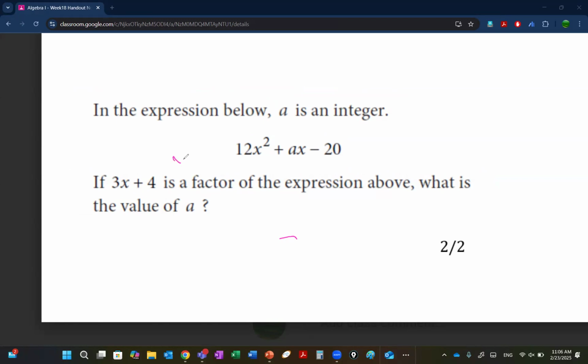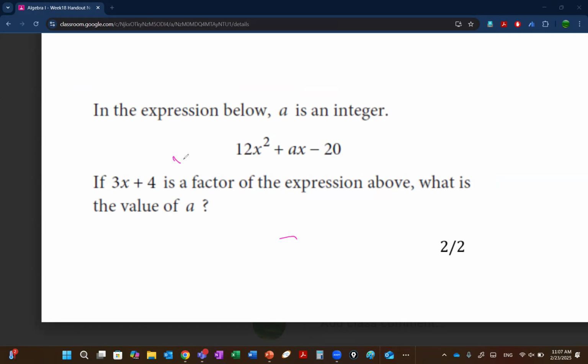In the expression below, A is a whole number, an integer. And if 3x is a factor of the expression above, what's the value of A? Okay, how do we do that now?